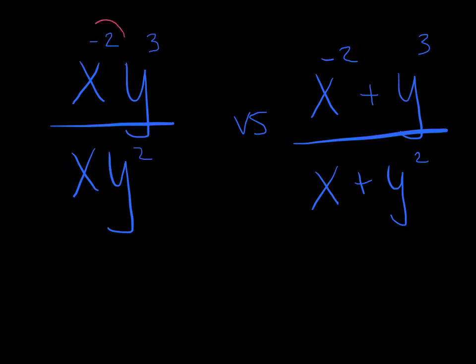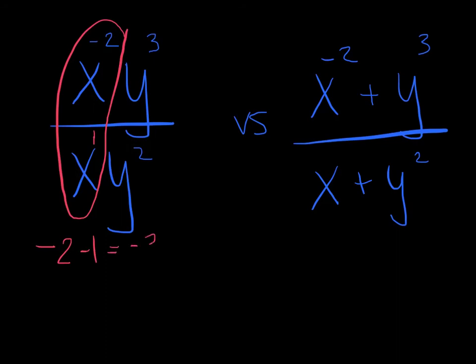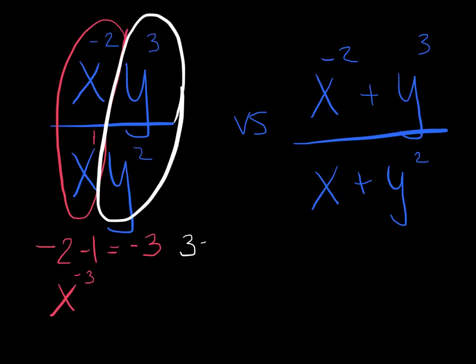When I'm multiplying, I'm just going to take my exponents and subtract. So I'm going to say I have negative 2 minus 1 is negative 3, x to the negative third. Same with my y's here. I've got 3 minus 2, so I get y to the first, and I would say my final answer is y over x cubed.